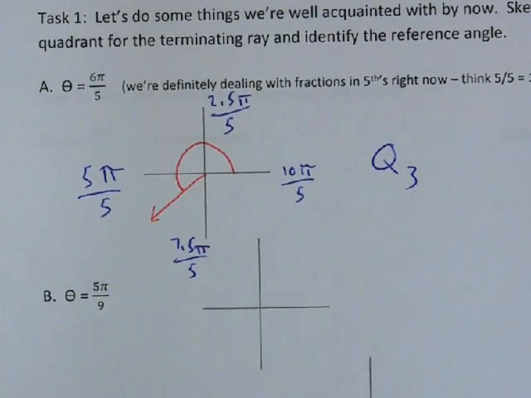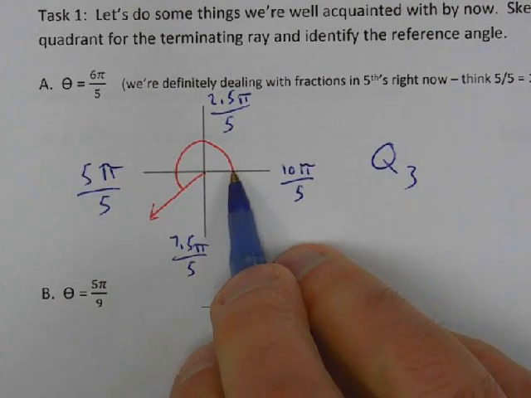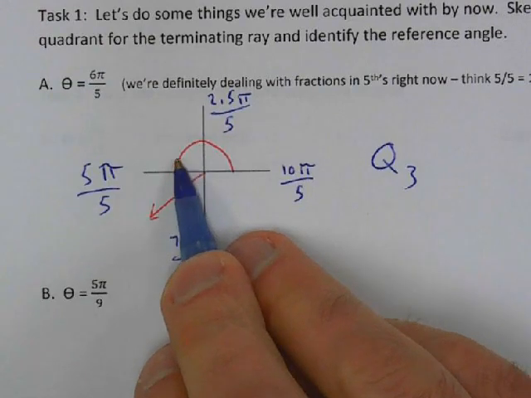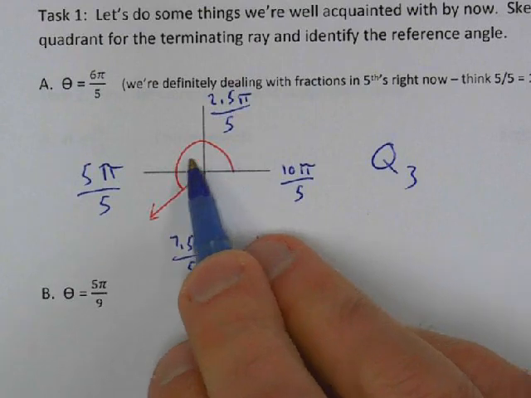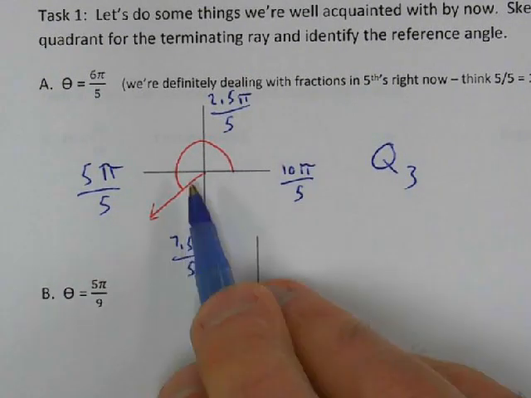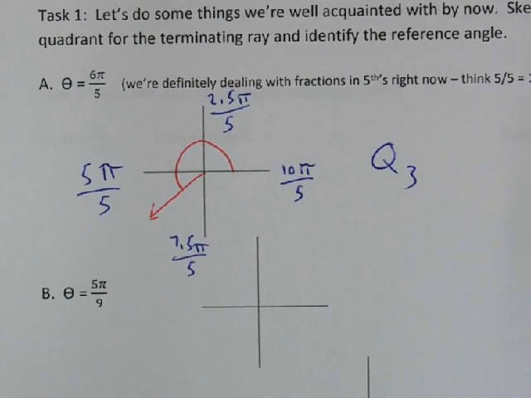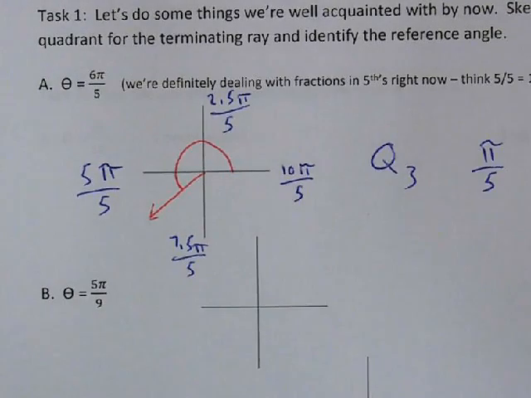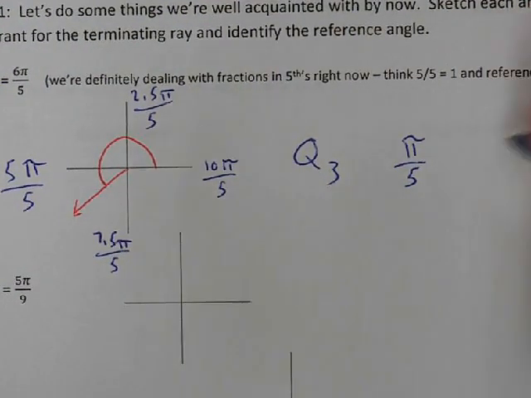And then what is our reference angle? Well, from 0 degrees, I went 2.5 pi over 5 to 5 pi over 5, and we kept going to 6 pi over 5. So how far past 5 pi over 5 did we go? Well, 1 pi over 5, because we went from 5 pi over 5 to 6 pi over 5. So my reference angle is going to be 1 pi over 5. Well, not degrees, because it's radians, but my reference angle is pi over 5.